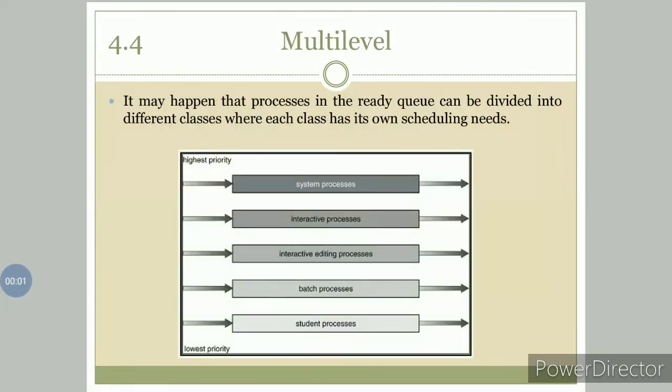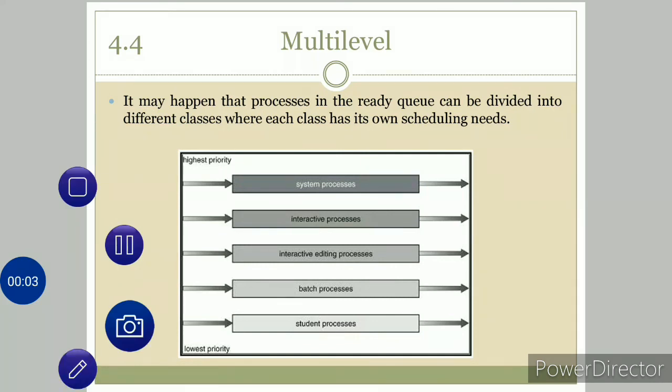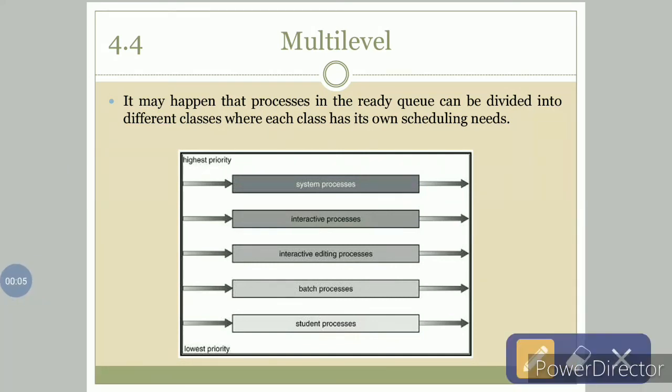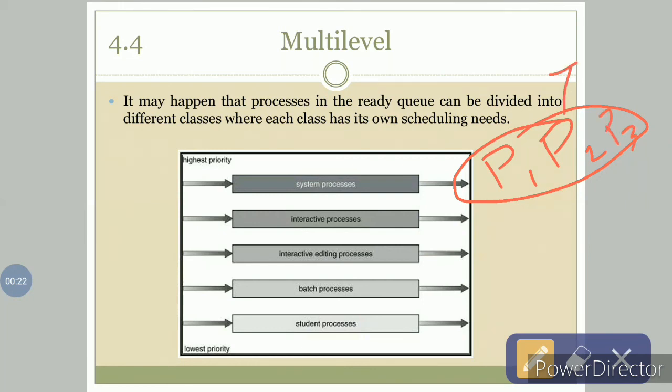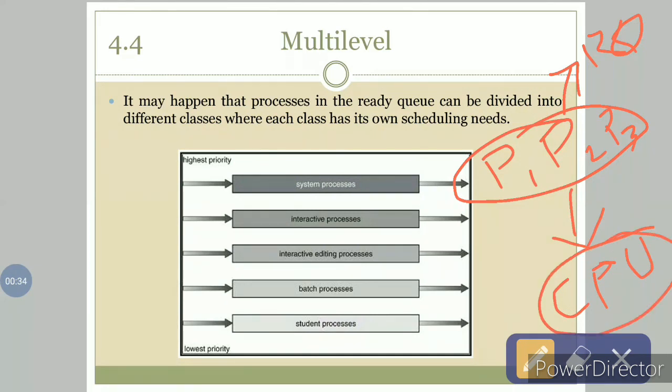Next is multi-level. In this multi-level concept, all the processes are categorized into certain categories according to their priority. Till now, what we have seen is that all the processes are kept in a ready queue. Suppose we have 3 processes, P1, P2 and P3, which are kept in the ready queue. Whenever a process wants to execute, it is pulled out from the ready queue and given to the CPU for its execution. So this was the picture till now.